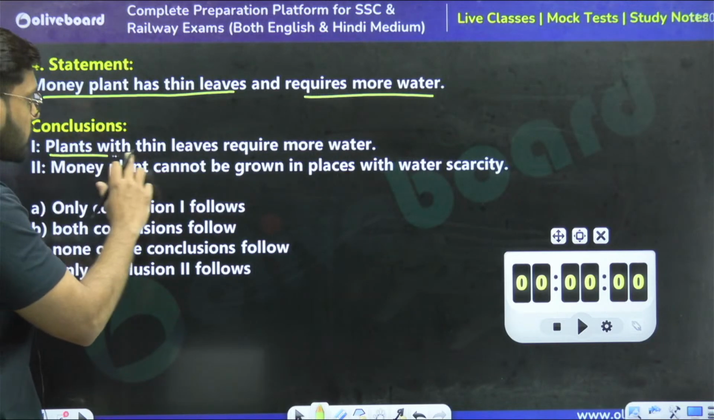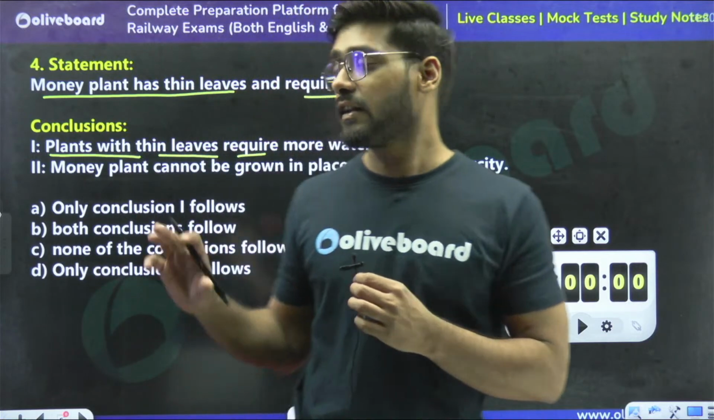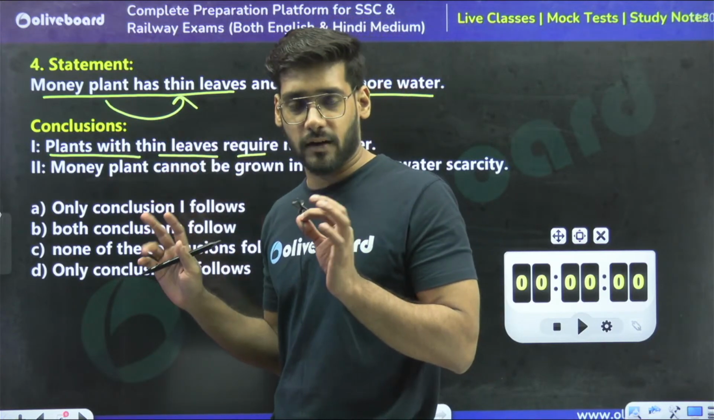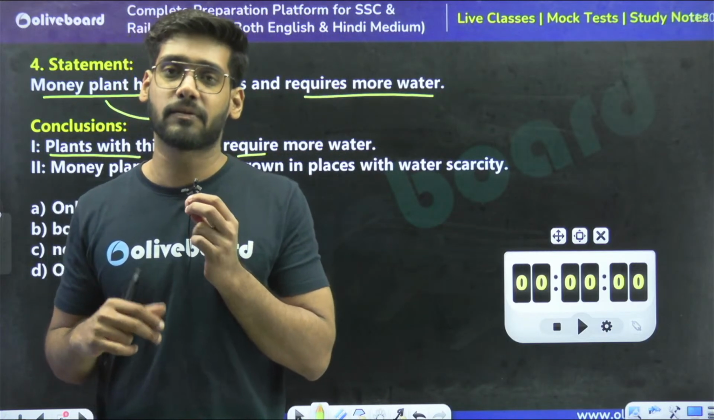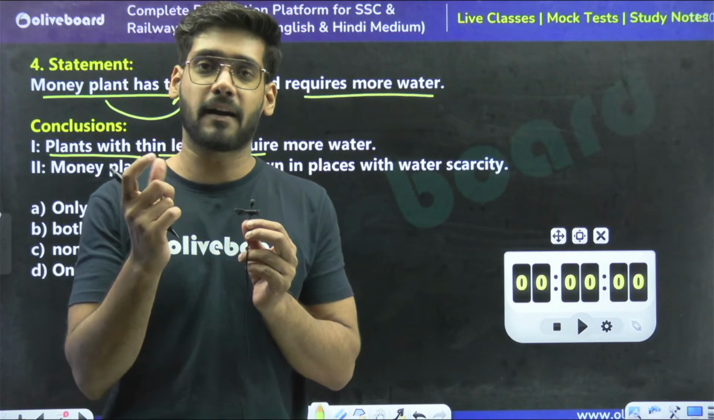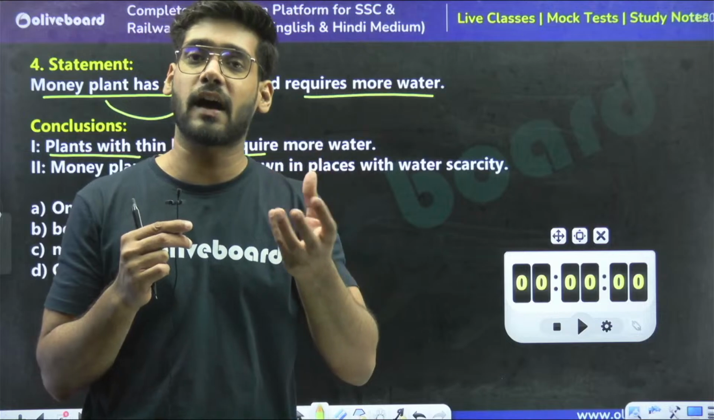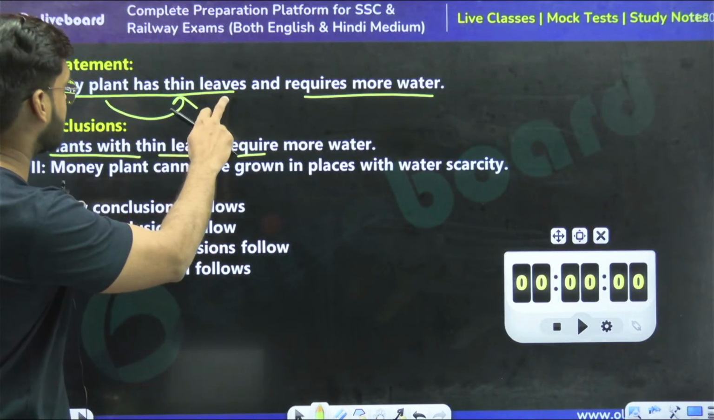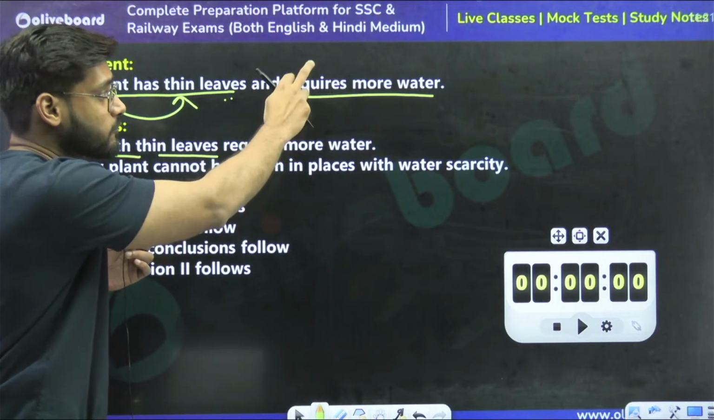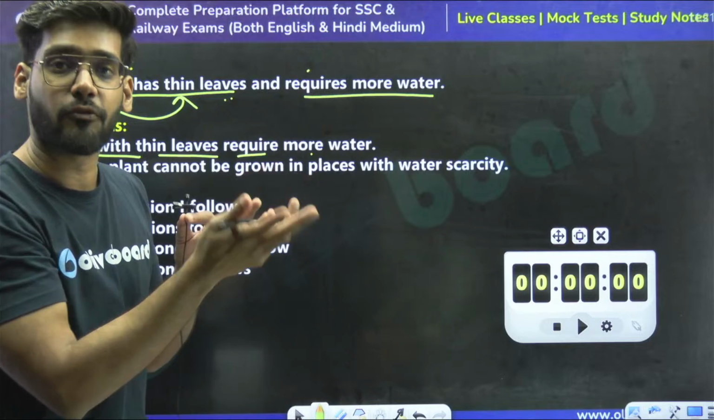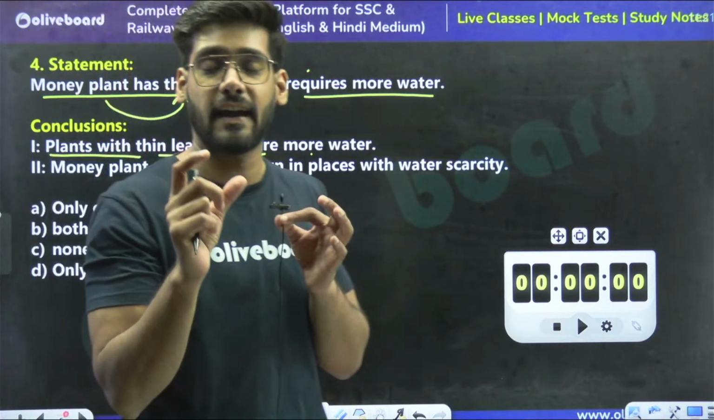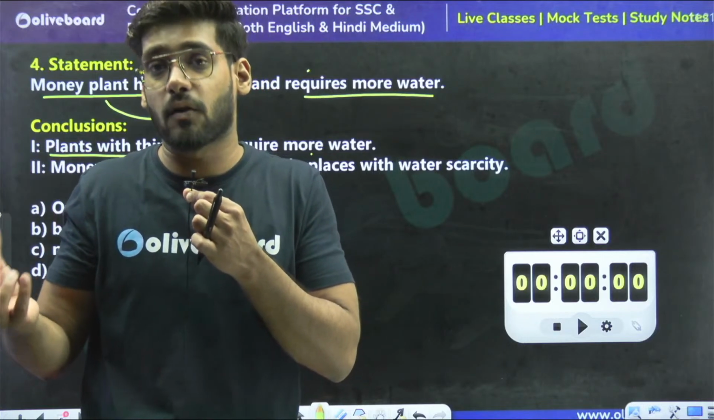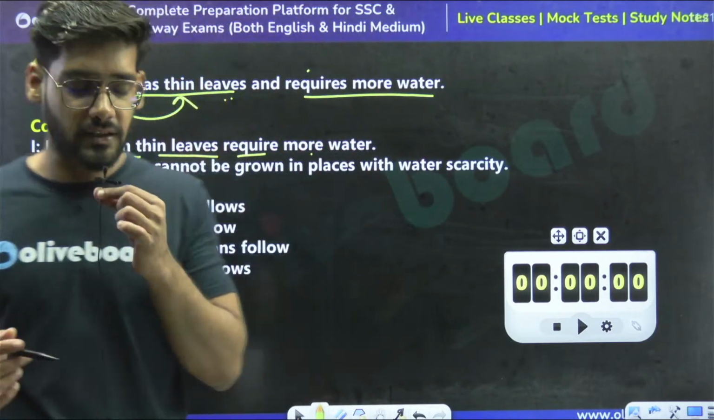Second thing, conclusion: plants with thin leaves require more water. See, first of all, we cannot say that. The characteristic of money plant was the thin leaves and money plant requires more water, but that does not make sense for all plants with thin leaves. That is about the money plant. If it was given in the statement that plants having thin leaves require more water, then this conclusion would be right. But here they are talking about the money plant's thin leaves. We cannot conclude that all plants with thin leaves require more water. So first conclusion is wrong.